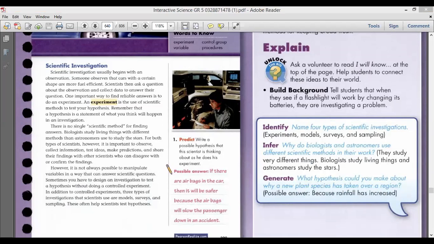So the question is, write a possible hypothesis that a scientist is thinking about as he does his experiment. If there are airbags in the car, then it will be safer because the airbags will slow the passenger down in an accident.